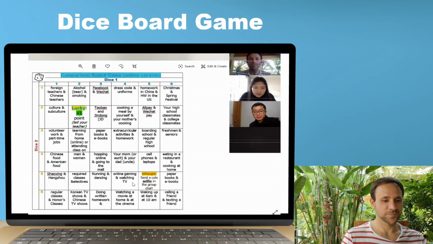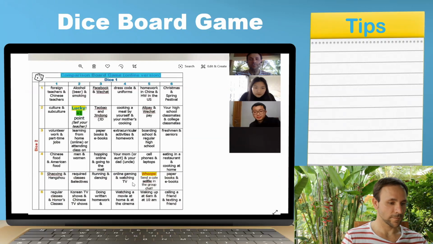Dice board game. You may not even need dice for this game. You could just use an app, show your phone in front of the camera, and students would see what those dice are indicating. For example, you could get double 4. So 4 at the top and on the left. So your mom or your aunt and your dad.